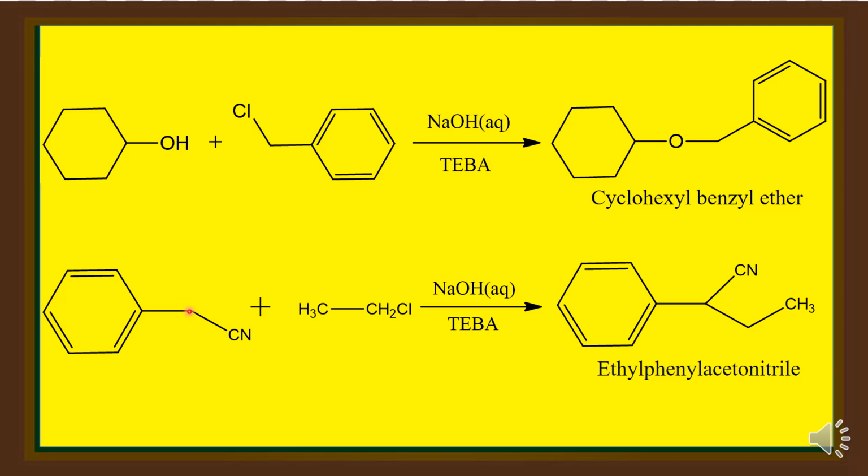The acidic hydrogen present here has to be removed by the base, but the benzyl cyanide and ethyl chloride are present in a separate phase and sodium hydroxide is present in another phase. Therefore, the reaction between benzyl cyanide and sodium hydroxide is not possible, whereas the reaction becomes possible when we add a small amount of the quaternary ammonium salt, triethyl benzyl ammonium chloride.